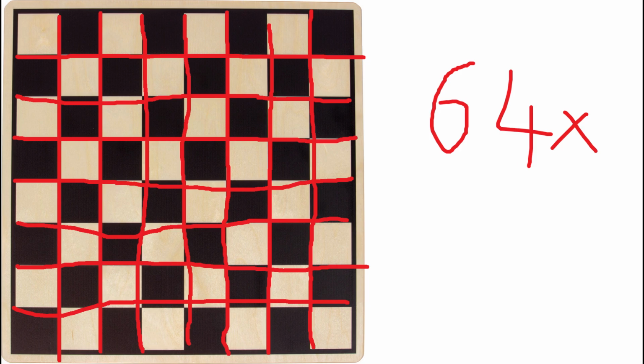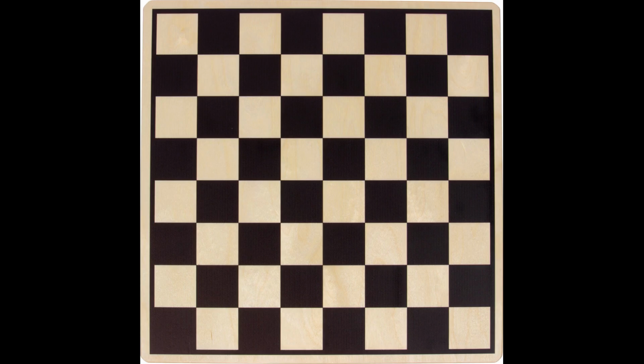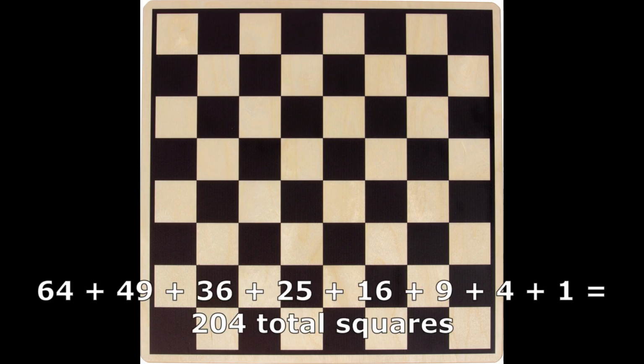Now let's use this on our 8 by 8. So first we have the known 64 1 by 1s, but if our assumption is correct, there are 49 2 by 2s, and if we extend this up to 8 by 8s, we get 64 plus 49 plus 36 plus 25 plus 16 plus 9 plus 4 plus 1, which gives us 204 total squares.